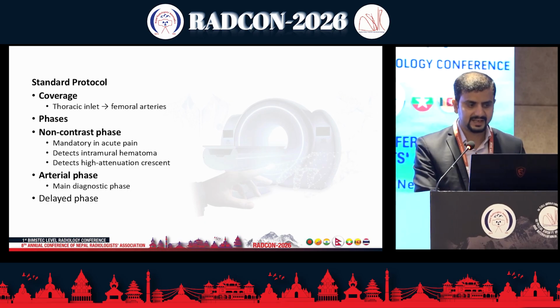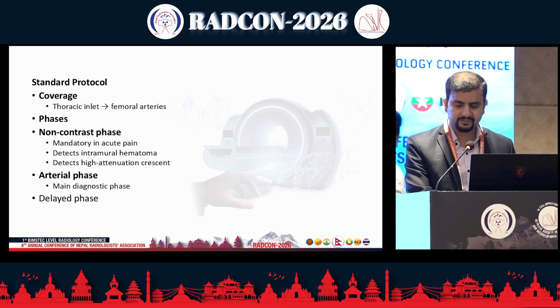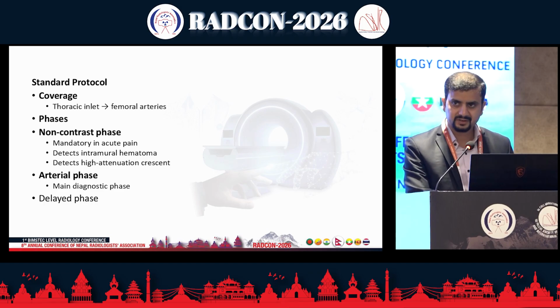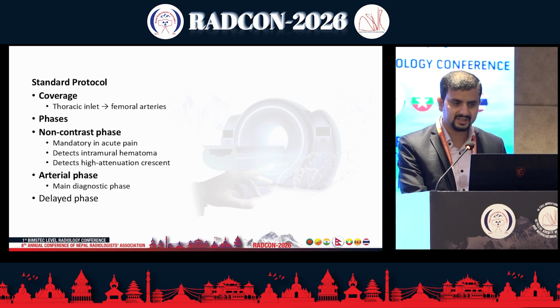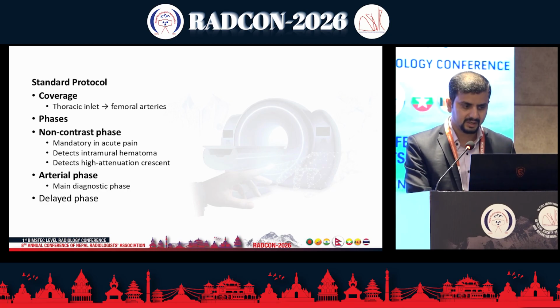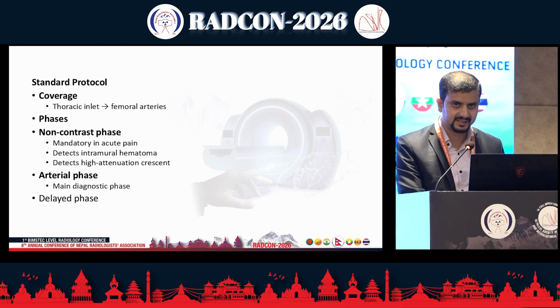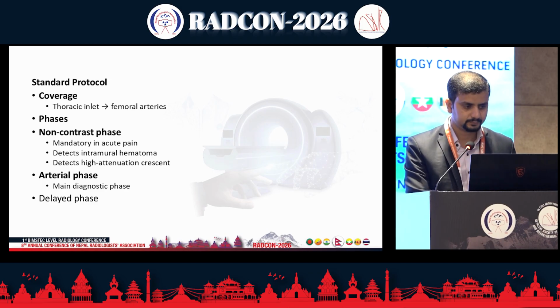The protocol followed is that coverage should be from the thoracic inlet to the femoral arteries, and the phases used start with the non-contrast phase. It is mandatory because it detects the presence of intramural hematoma or the high attenuation crescent in cases of impending rupture. The arterial phase is the main diagnostic phase, and the delayed phase also has its own utility.